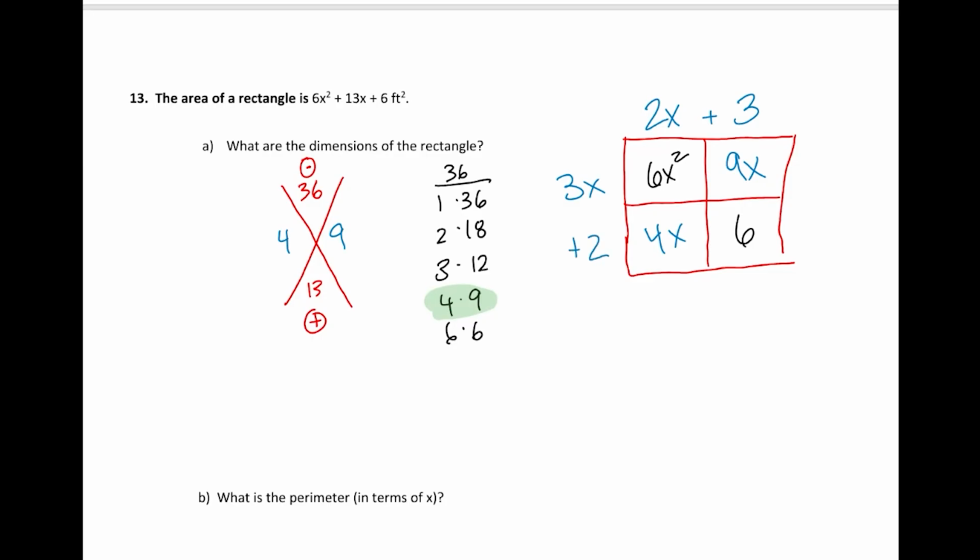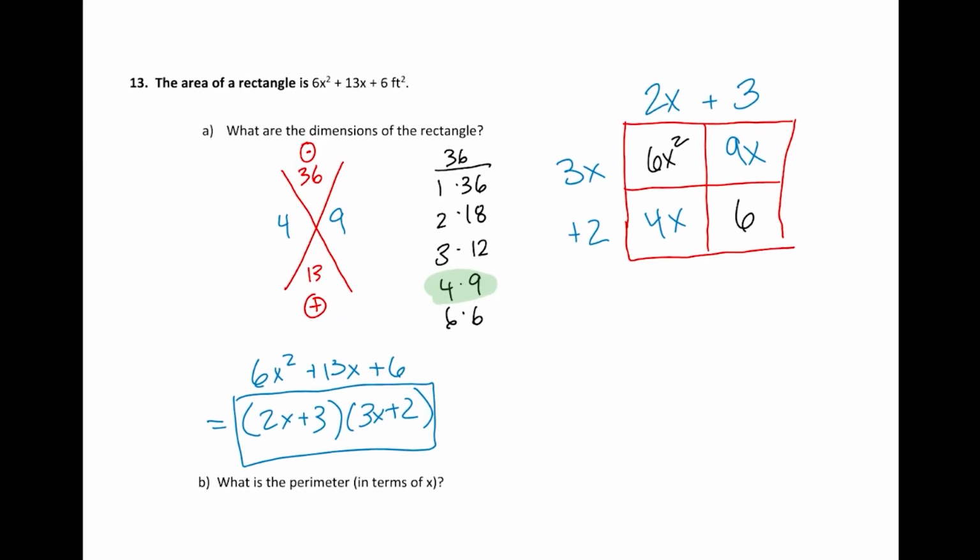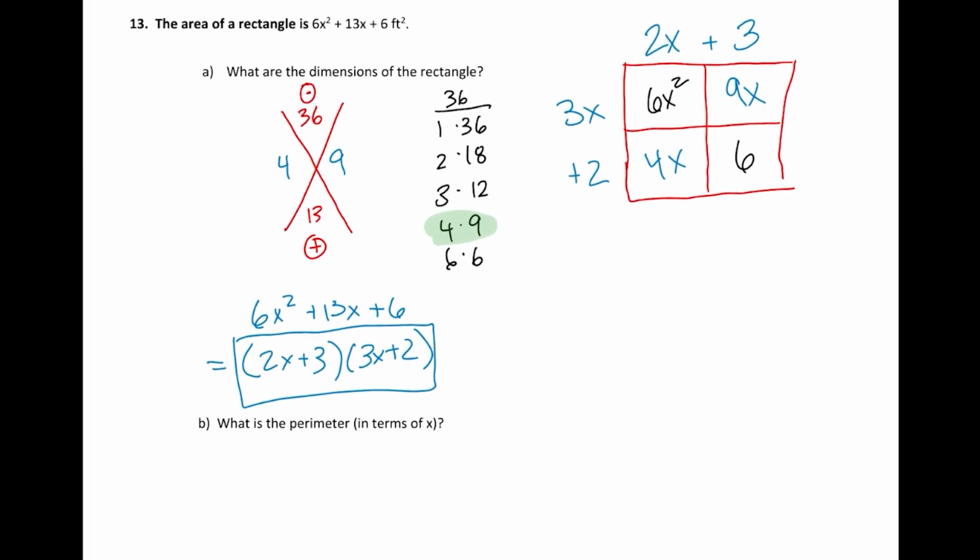So this expression, 6x squared plus 13x plus 6, equals 2x plus 3 times 3x plus 2. Since the area of a rectangle is base times height, I think it's safe to assume one of these is the base, one of them is the height, but either way, those are the two dimensions. The next part says, what's the perimeter in terms of x?